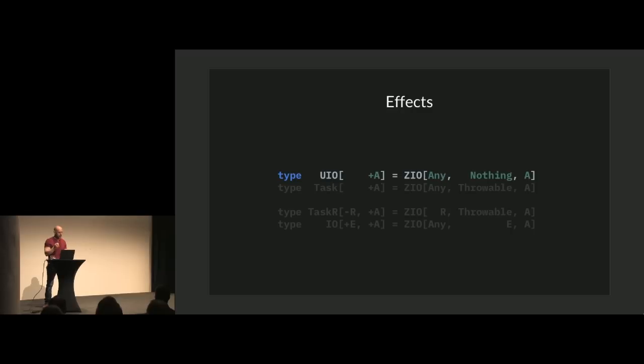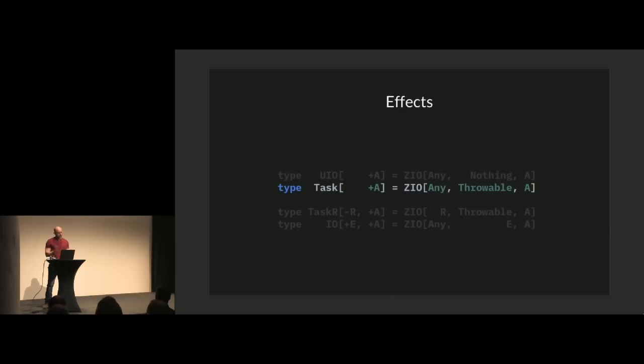You know that because the E type parameter is set to Nothing. And in Scala, there are no values of type Nothing, which means there's no way you can fail with a value of type Nothing because you can't construct such a value. And finally, UIO succeeds with a value of type A. So UIO is an unfailing or unexceptional effect type that can only succeed with a value of type A and doesn't require anything.